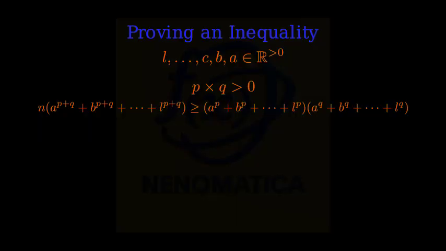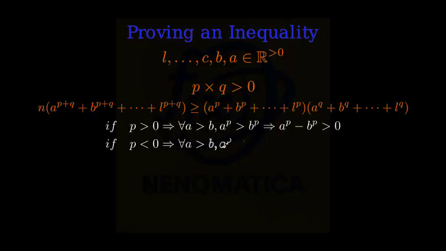Let's examine some conditions we can derive. If p is greater than 0, then for all a greater than b, a to the power of p is greater than b to the power of p, which implies that a^p minus b^p is greater than 0. Similarly, if p is less than 0, then for all a greater than b, a^p is less than b^p, which implies that a^p minus b^p is less than 0.